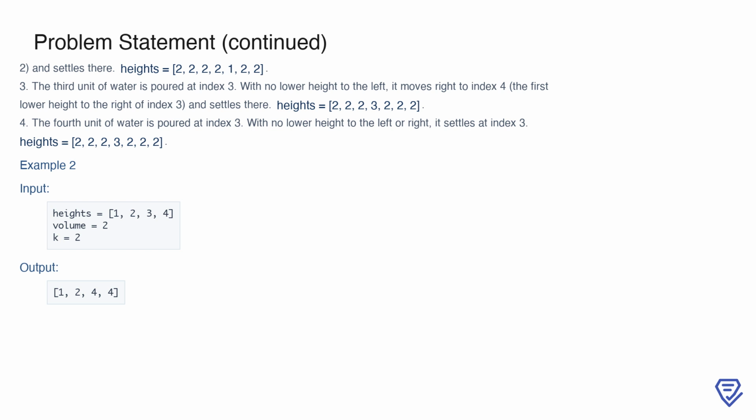The water moves to index 4 and settles there, updating the heights array to 2, 2, 2, 3, 2, 2, 2. Finally, for the fourth unit of water, there are no lower heights to either the left or the right of index 3. As a result, the water settles at index 3 itself, and the final heights array becomes 2, 2, 2, 3, 2, 2, 2. This example demonstrates how the water flows and settles based on the rules, one unit at a time.